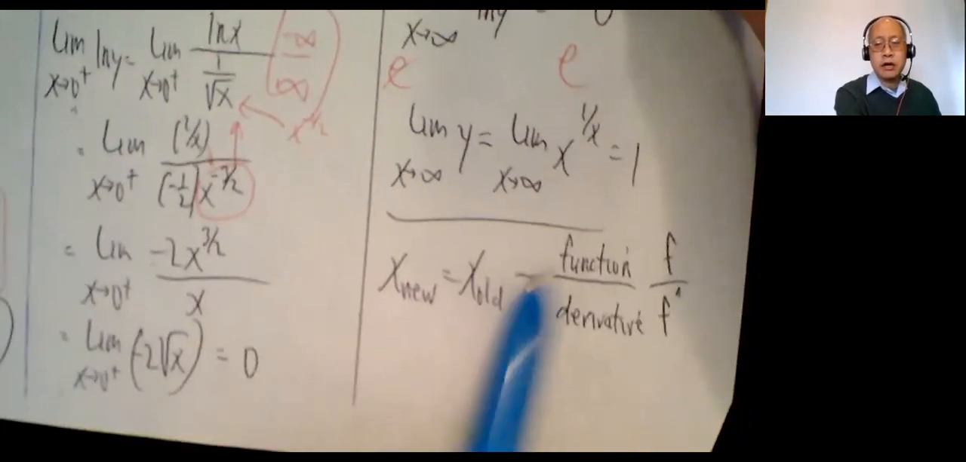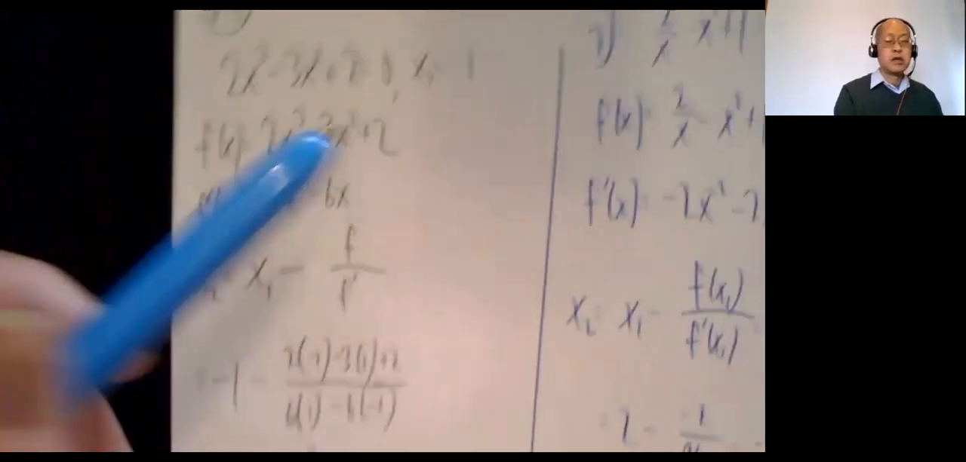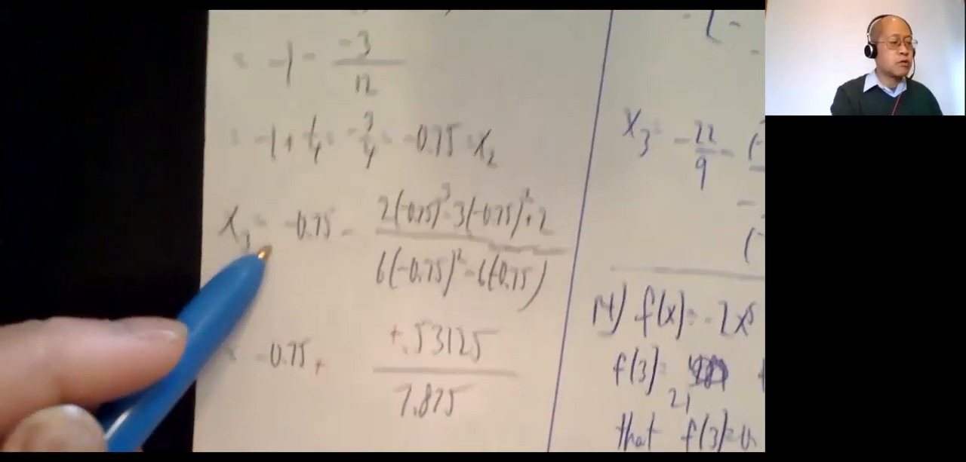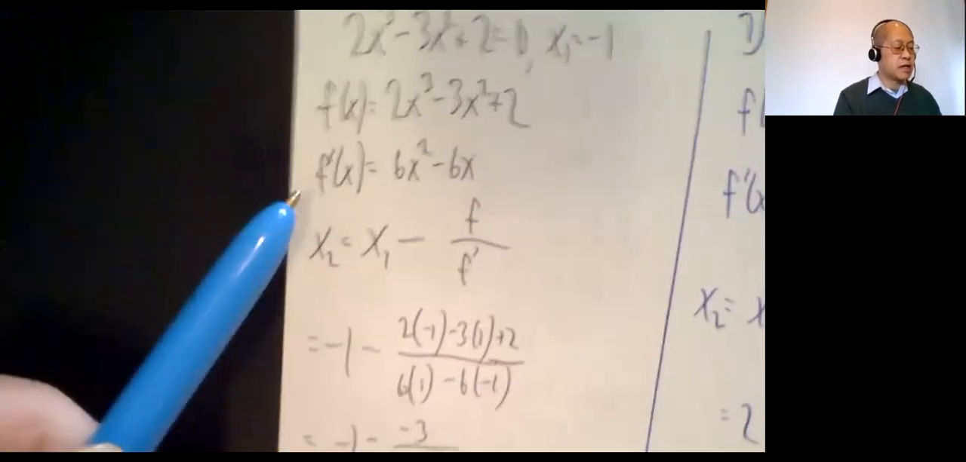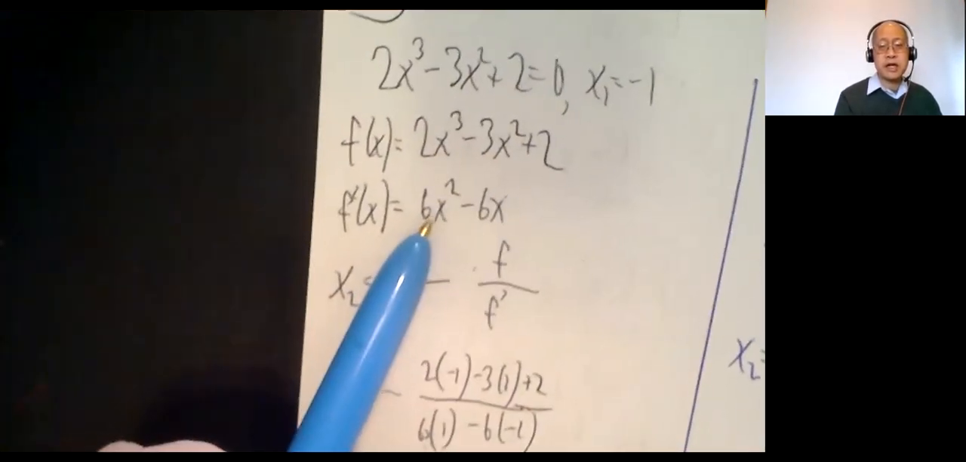x3 is x2 minus function divided by derivative. So my first guess was -1. Then by doing this process, my next guess was -0.75. Now, -0.75 gets plugged in everywhere, right? So it gets plugged in to the function on top and the derivative on the bottom.